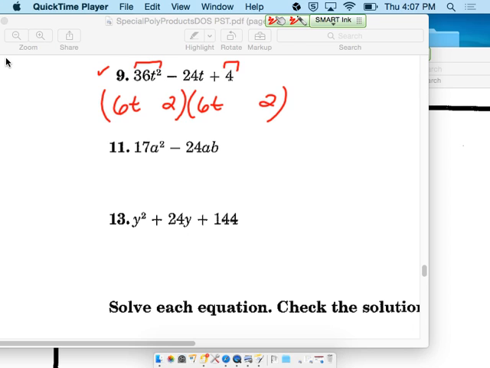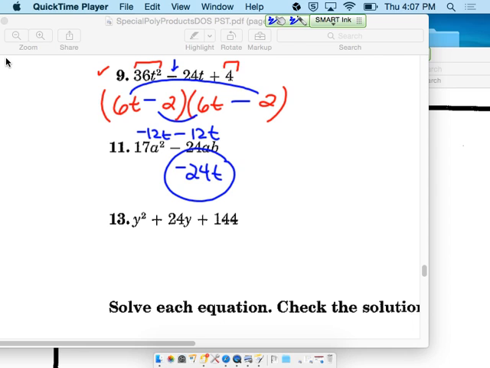The sign on the linear term is subtraction. So that means that my binomial factors will both be minus, minus. And I just need to test out that linear term. So I have 6t times negative 2. And then I have it one more time. And that does sum up to negative 24t, which is my linear term. So the factored form of number 9 would be 6t minus 2 squared.